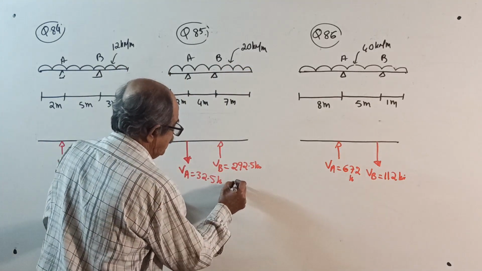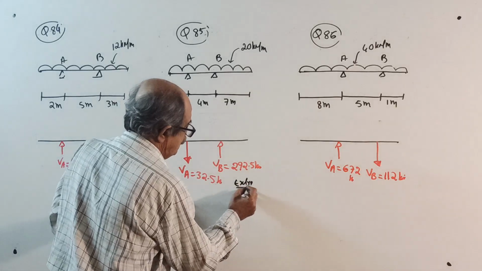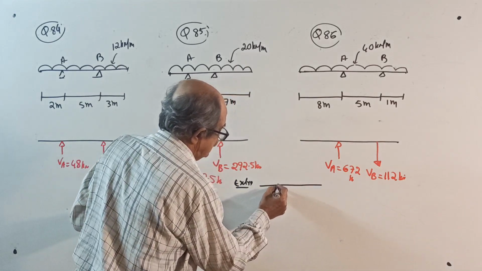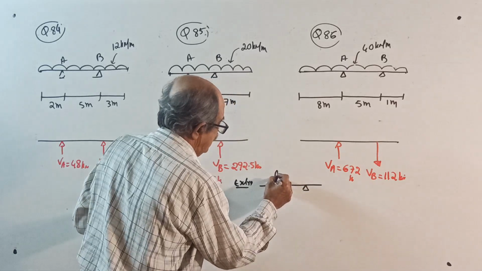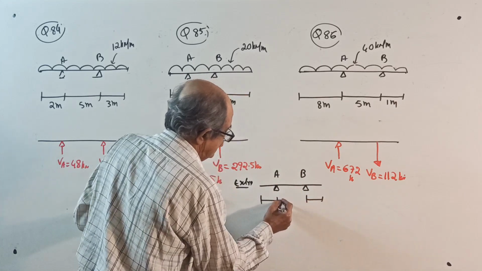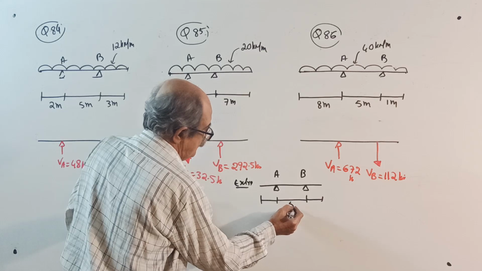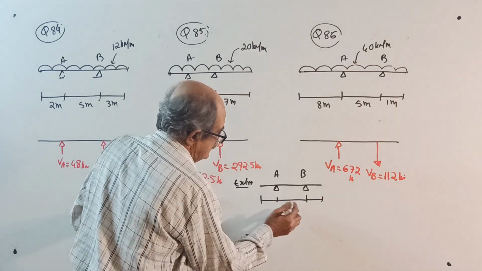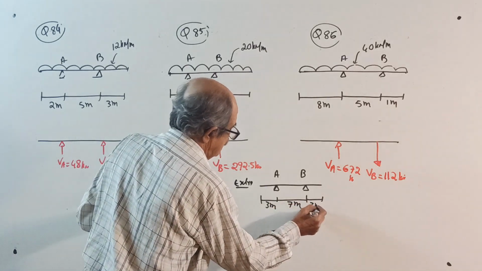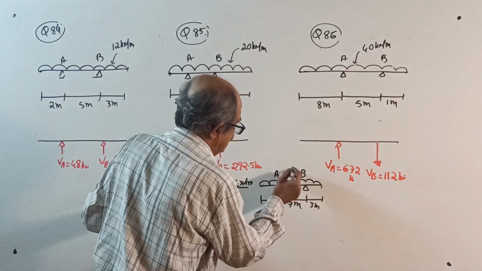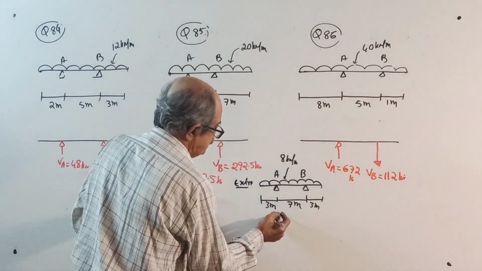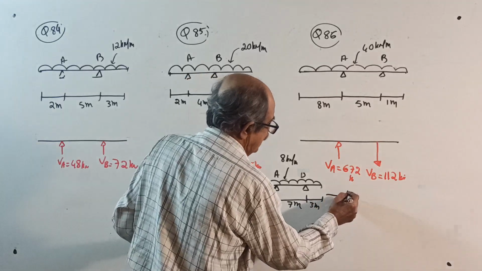Okay, now one extra question I'll put here now. One extra question I forgot to give. Very easy. A, B. Symmetrical loading, double overhang. This is for any length, 7 meter, 3 meter and 3 meter. 8 kilonewton per meter. For this your answer is, I'll put the answer here.